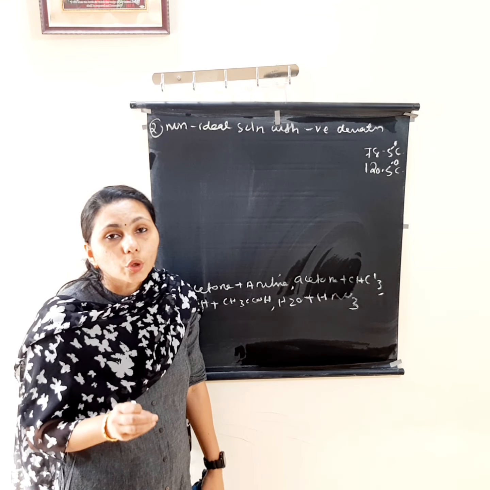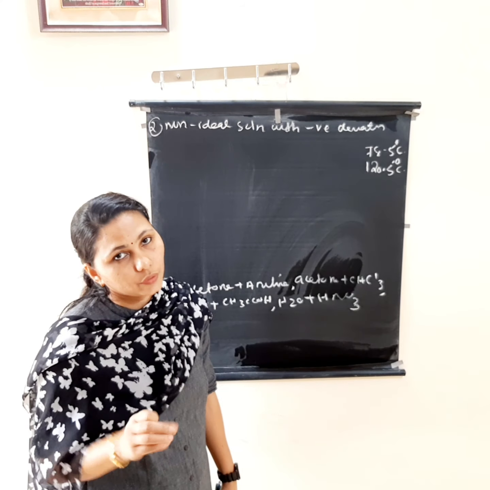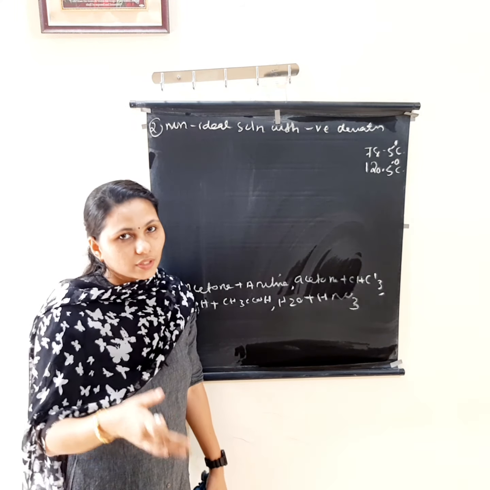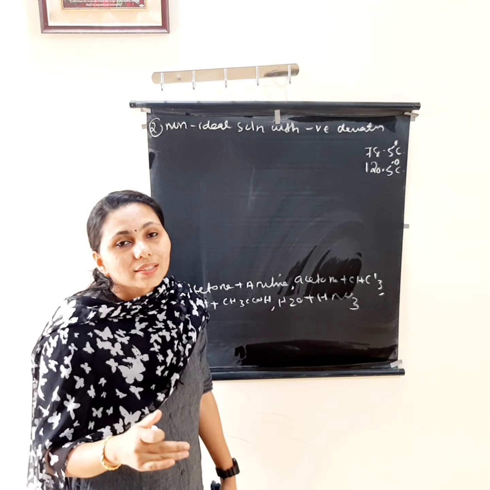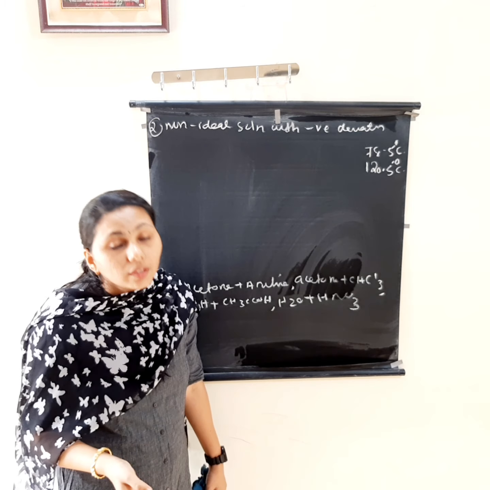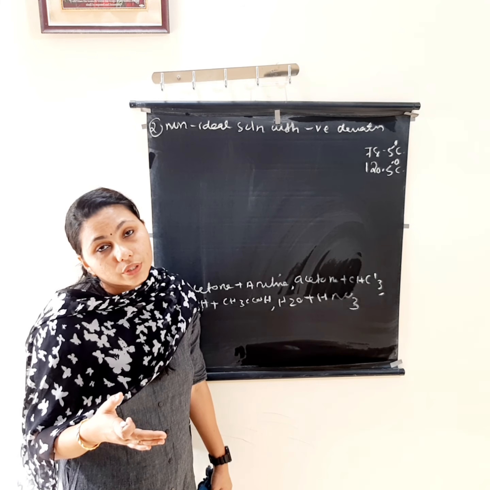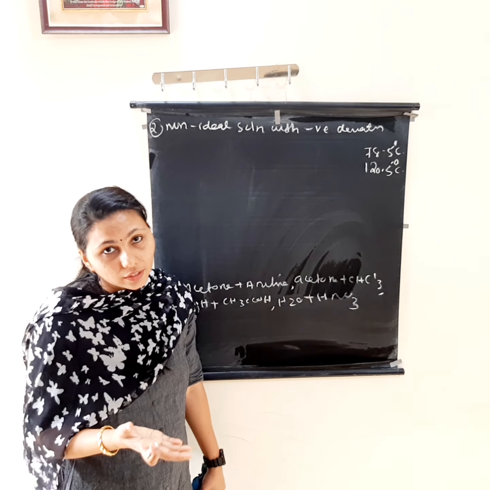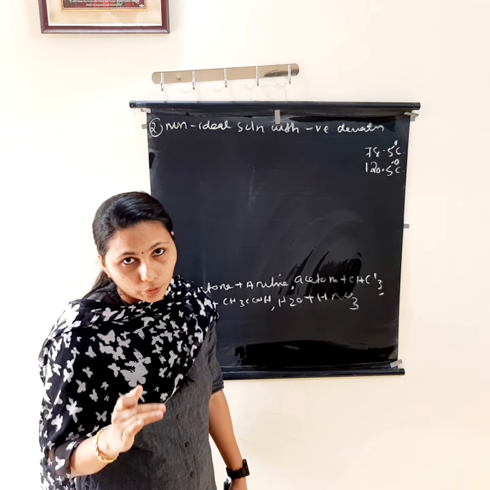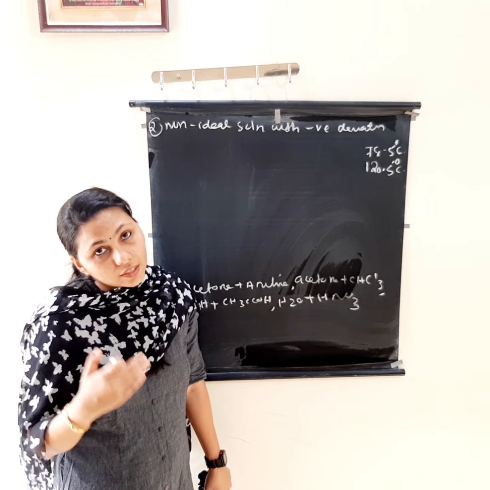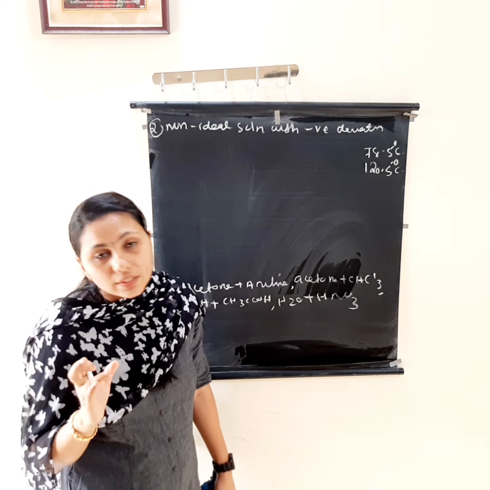Next is non-ideal solution with negative deviation. Everything is opposite to the positive deviation. In this case the total vapor pressure of the solution will be less than that of an ideal solution for the same composition. In positive deviation it was greater than that of an ideal solution with the same composition. So the vapor pressure of the solution will be less than that of an ideal solution with the same composition.